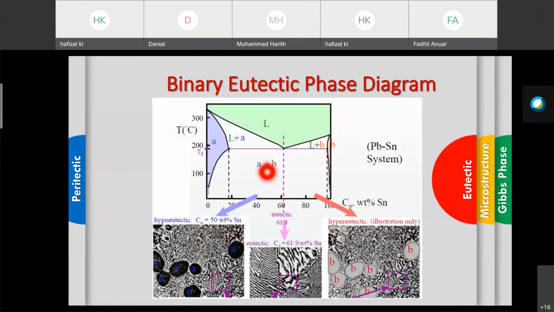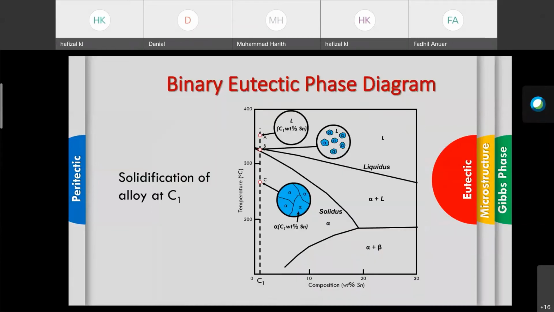Okay, at this line, we call it the eutectic line. There is no existing round area. Okay, so this is the borderline during the transition.